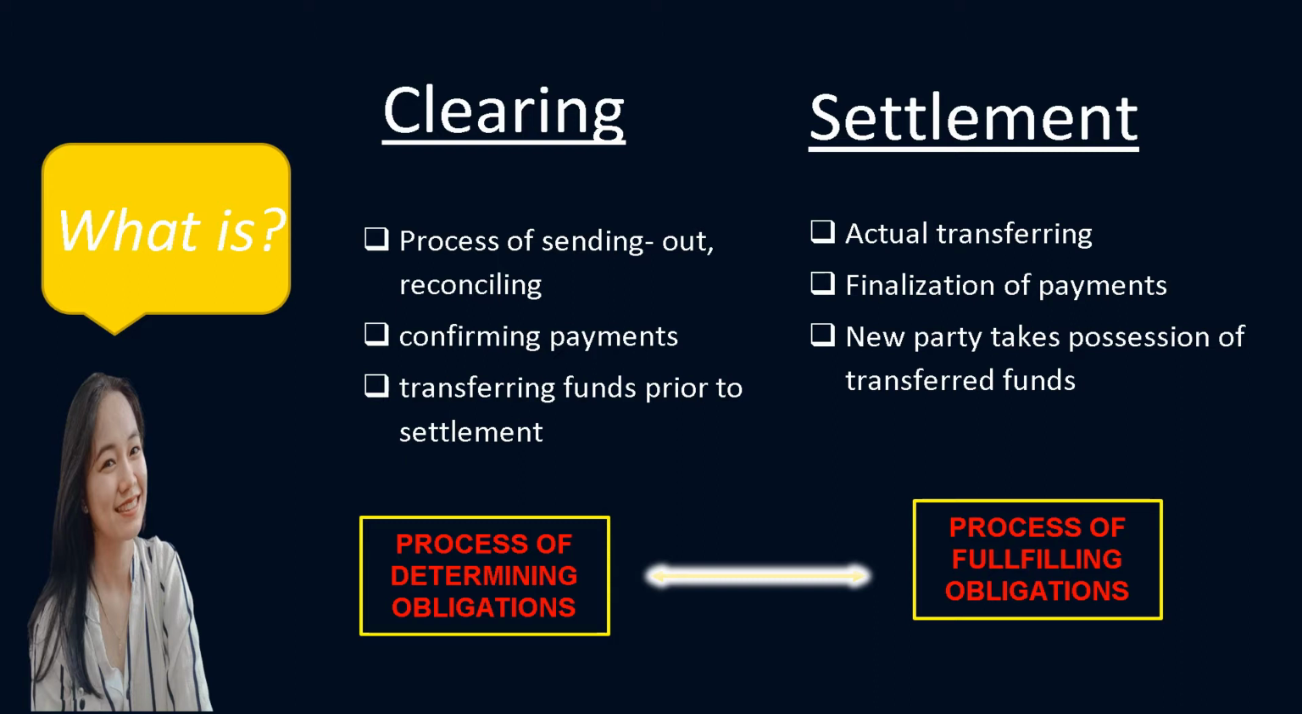So to understand it better, clearing is the process of determining the obligations, who has to be paid and who has to pay. And settlement is the process of actually fulfilling those obligations. The treasurer should be aware of these processes in order to understand the timing of payment transfers.